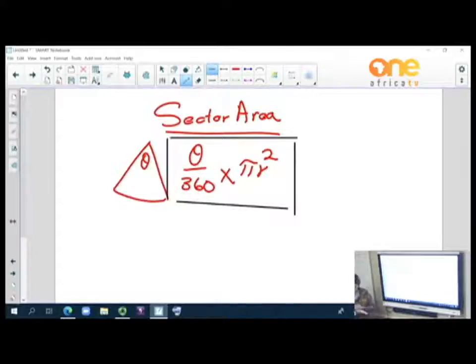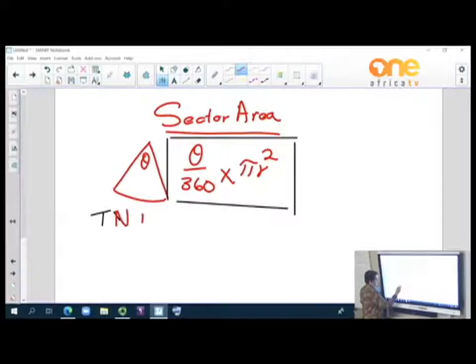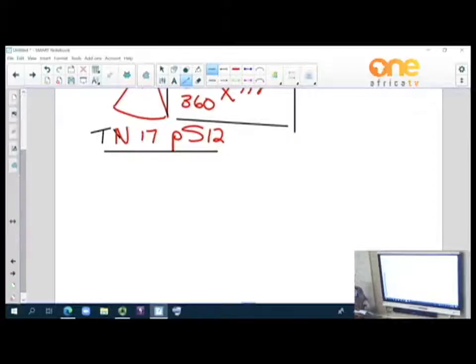In our textbooks, on pages 510 and 511, they have long explanations about this. But we're going to be on page 512. Try now 17, page 512. I'm explaining the first ones. Try now 17, number 1. I think you will find it easy, as we've already done the others.